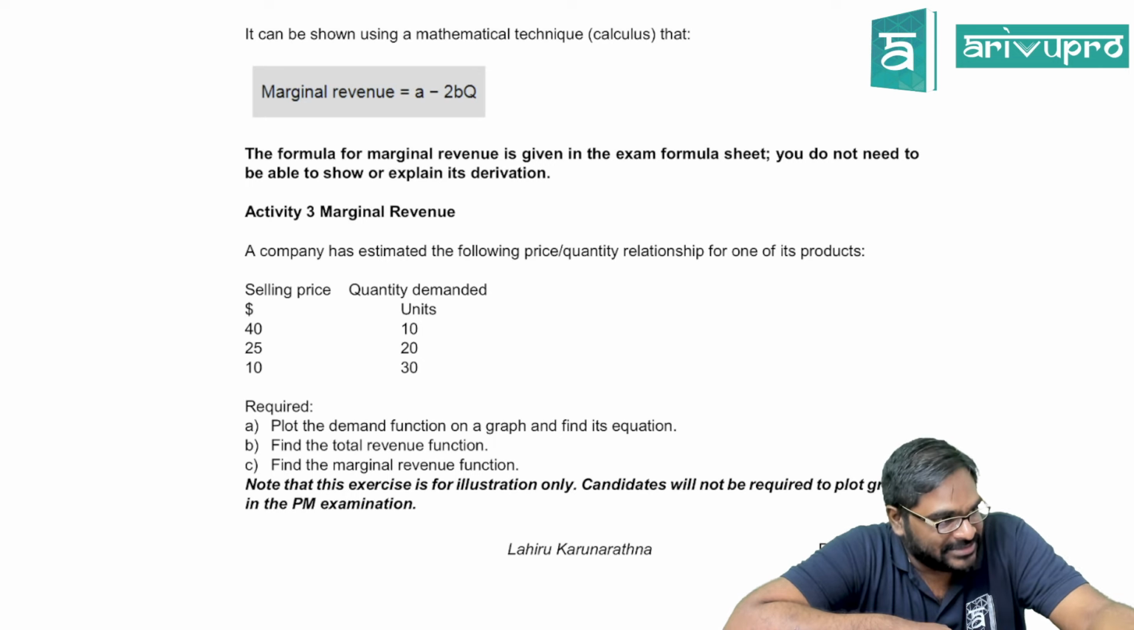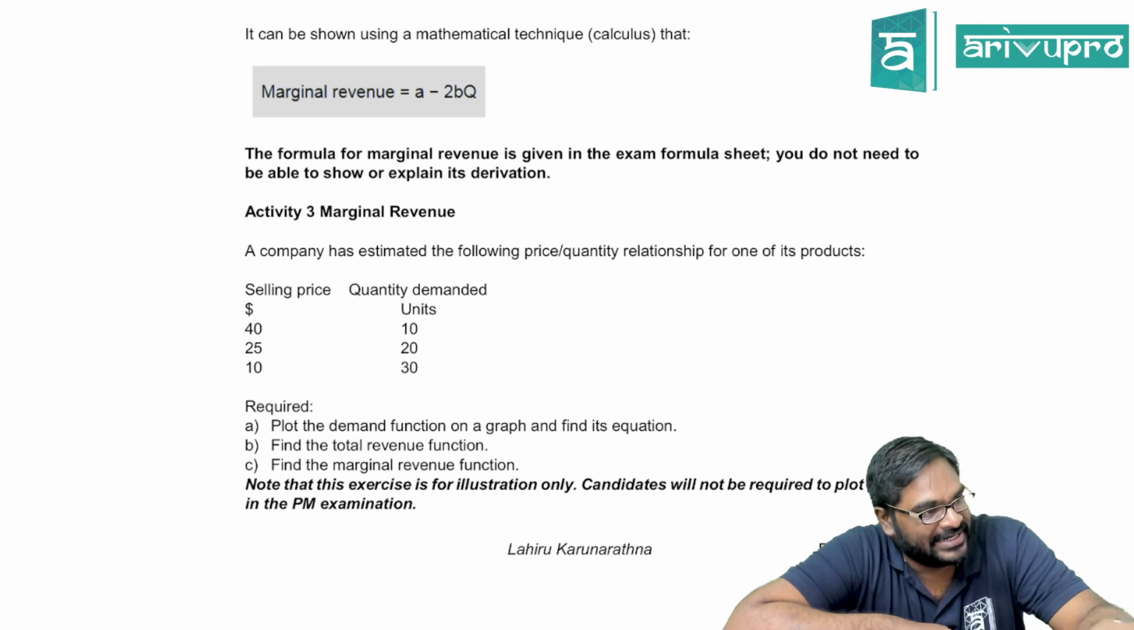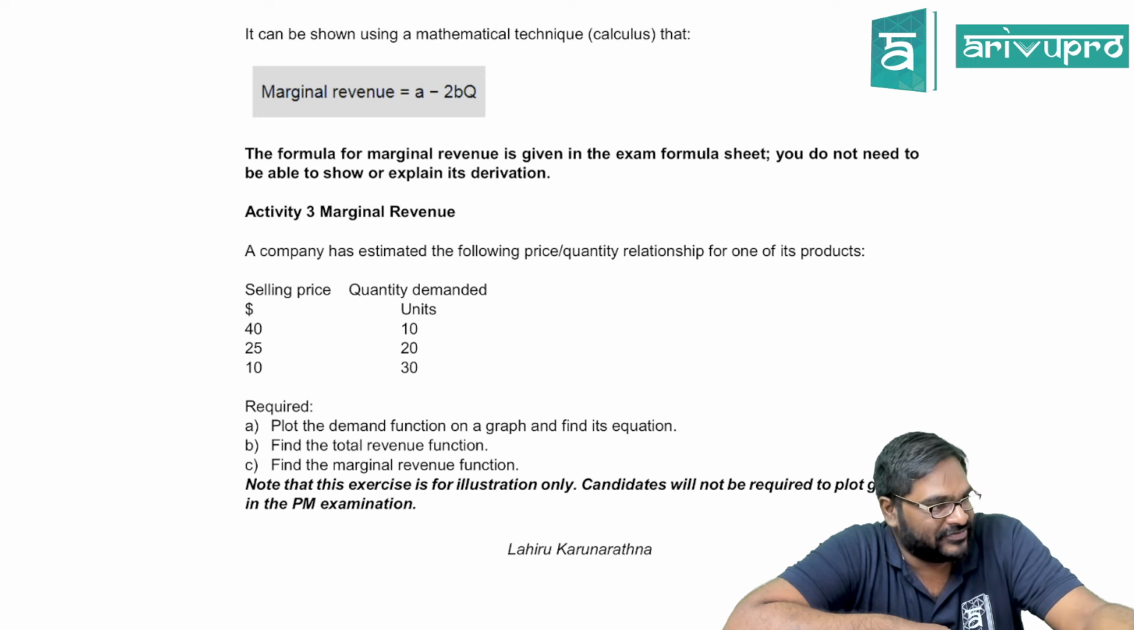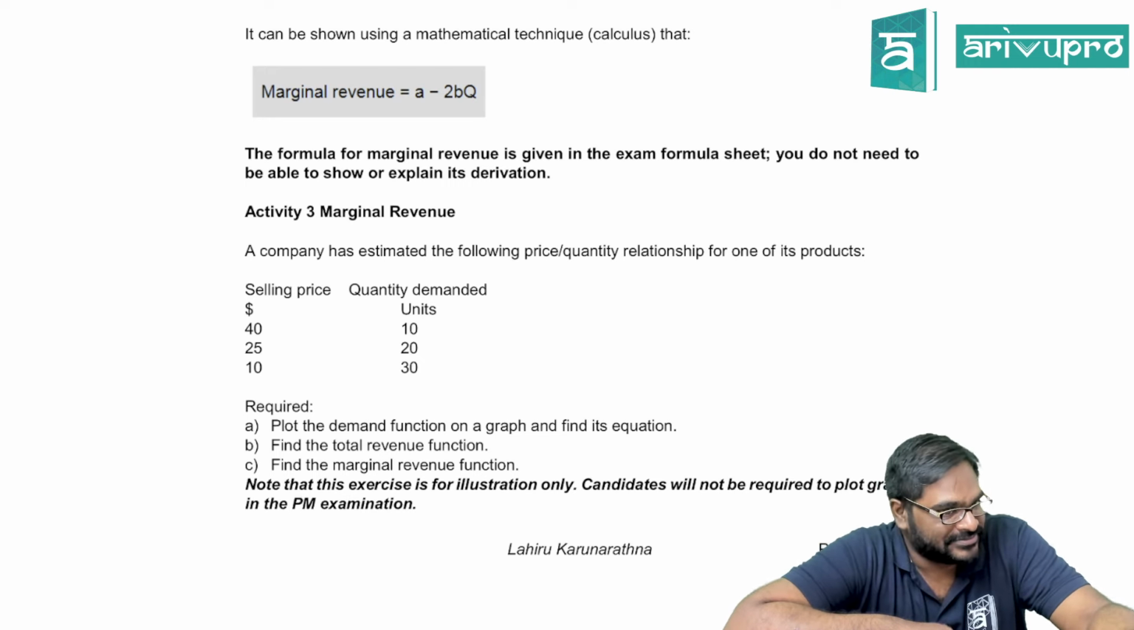So then price, we decided the formula is 55 minus 1.5Q. So if I want the revenue, I have to multiply this entire formula by Q again. So that means I will end up with a revenue function of 55Q minus 1.5Q squared. Are we clear?